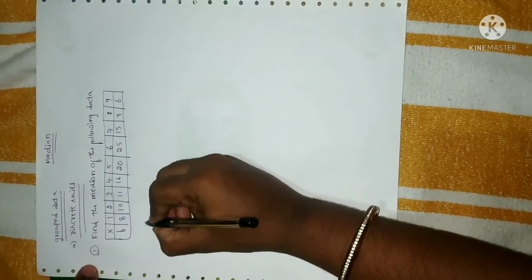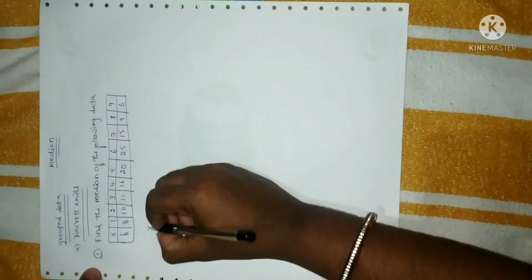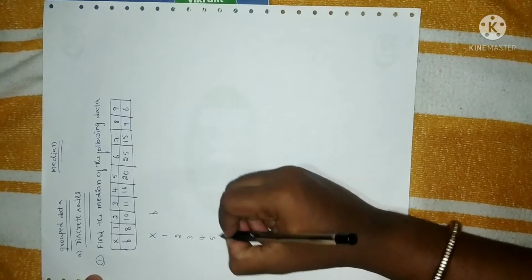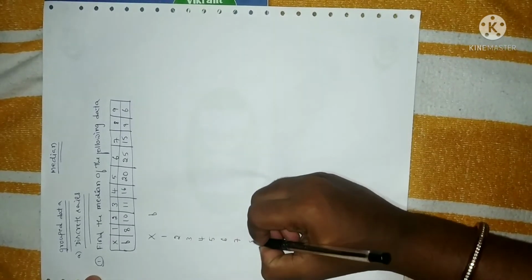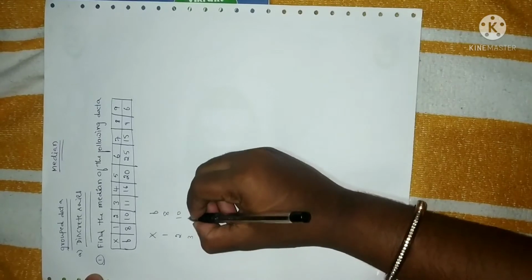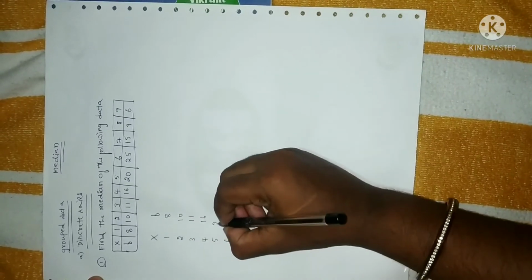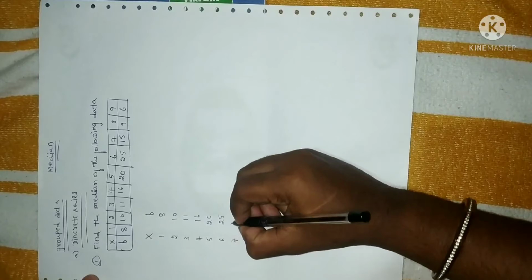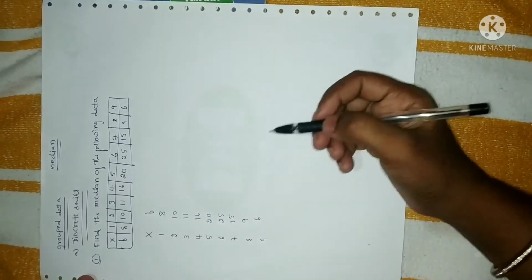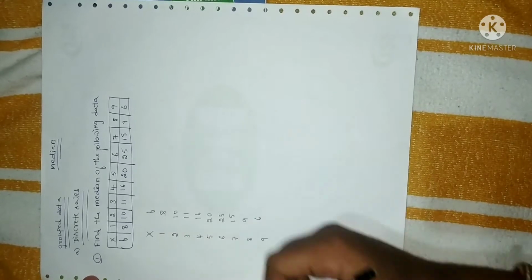First, write down the given data as it is. Let me write x values and f values. The x values are 1, 2, 3, 4, 5, 6, 7, 8, 9. Next, the f values are 8, 10, 11, 16, 20, 25, 15, 9, 6. So first we have to write the given x values and f values as given to us.